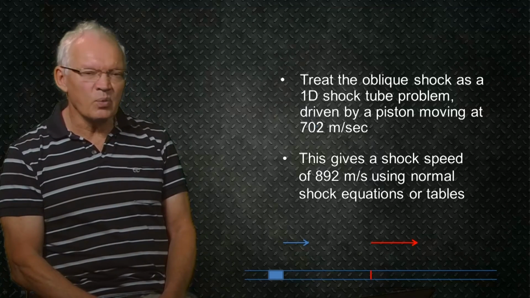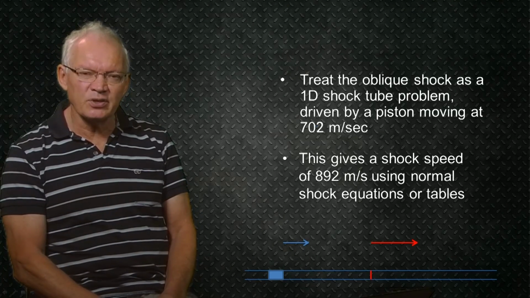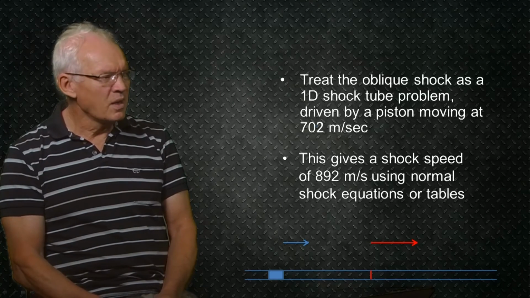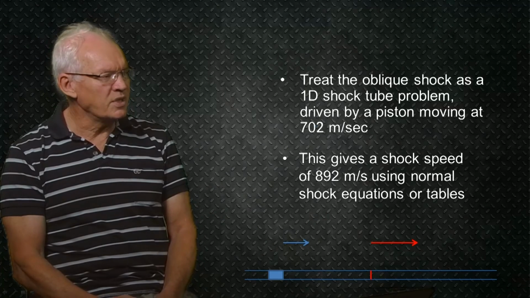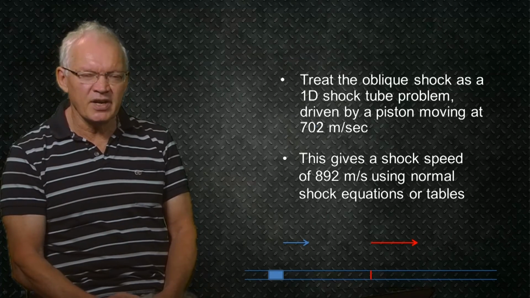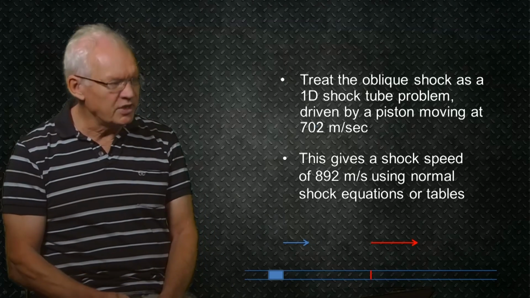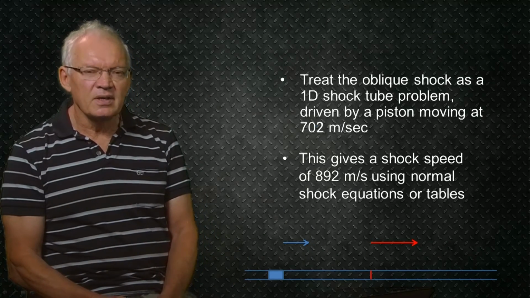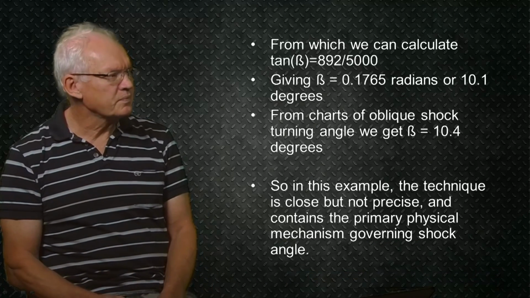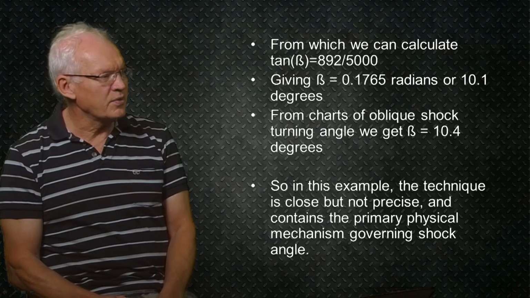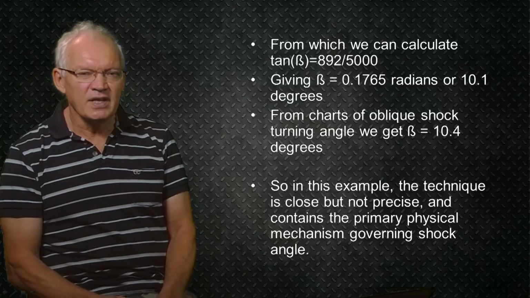What we have here is a one-dimensional shock tube problem we have to solve, which you can do quite simply, either through solving exactly your shock wave relationships or using tables for shock wave flow. And the answer you get is a piston moving at 702 meters per second will drive a shock wave of 892 meters per second through air at 250 degrees. So now we can use that to find the shape of our shock wave in the flight vehicle. So we get a shock angle here, it's going to be the tangent of 892 over 5,000, which gives an angle of 10.1 degrees.